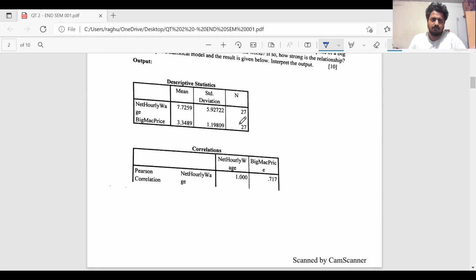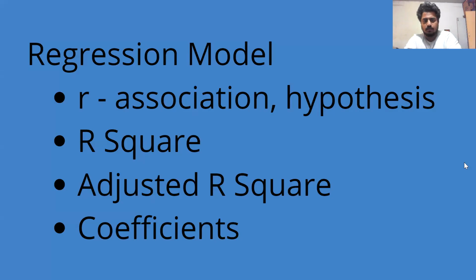Now, before going to the regression model and how to do it, these are the steps that are usually involved. First we have to identify the R value from the model summary table, and then from the R value we have to interpret the association of the independent variable and the dependent variable. Here the dependent variable is the Big Mac price, whereas the independent variable is the net hourly wage in that particular country. And then we do hypothesis testing in order to conclude that the association that we find between the Big Mac price and the net hourly wage is applicable to the whole population, not just to the data given.